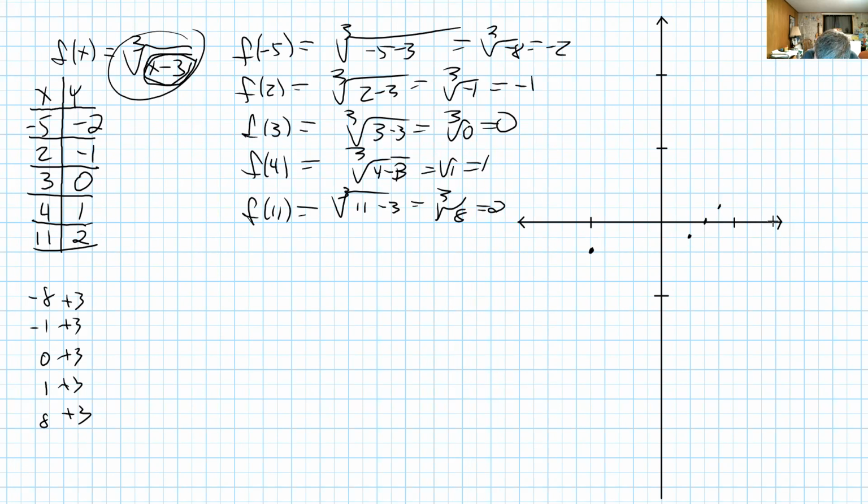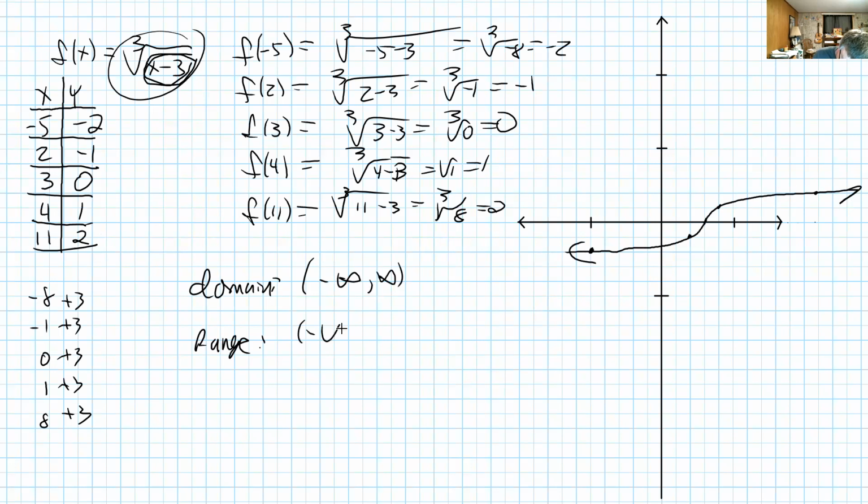Let's see, 6, 7, 8, 9, 10, 11. 2 is right there. So our graph looks like that. Domain and range, all real numbers. Okay. How does this graph compare to, well, no, I can't, I didn't graph just the cube root of x, so forget that again.